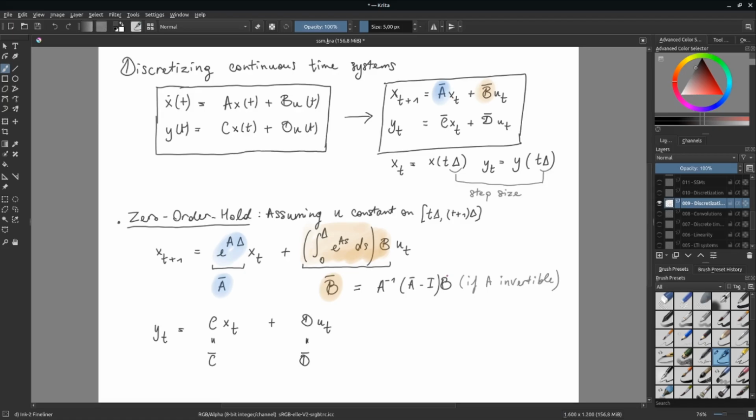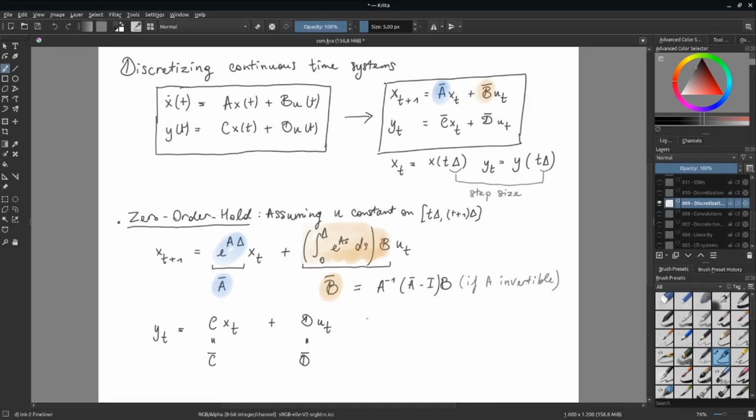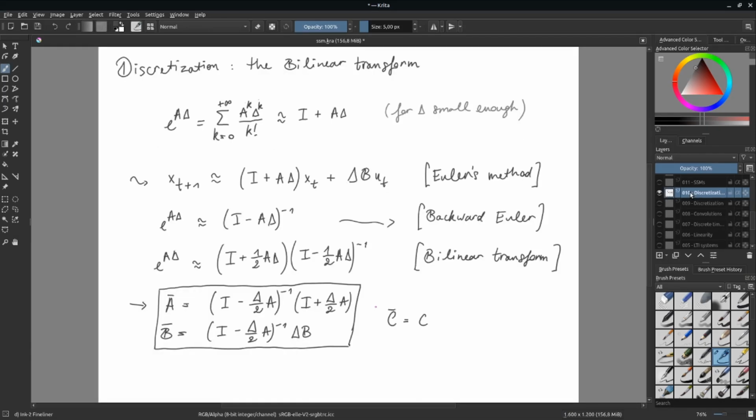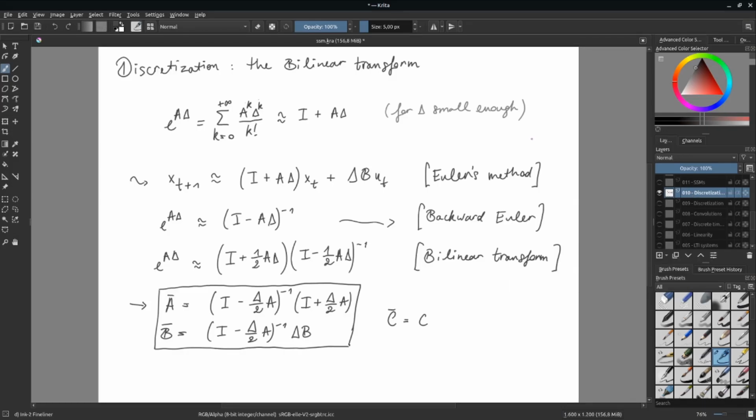And so that's more the full solution, and then C bar and D bar are just the same as before. That's not hard. So that's the zero order hold. But you need A to be invertible. So if it's not invertible, you have other ways. And that's more what they do in, for example, the S4 paper. Instead of taking the exact solution in some sense, you discretize or approximate the exponential.